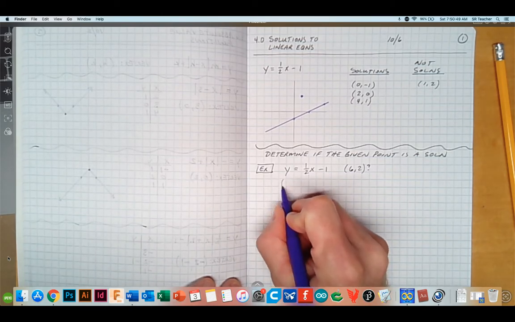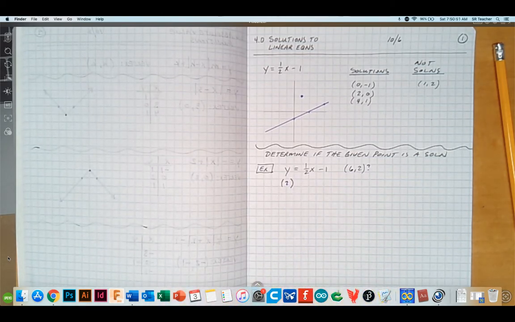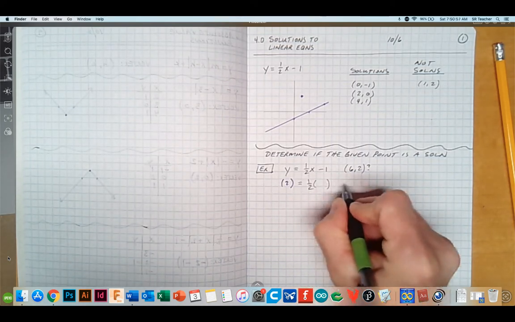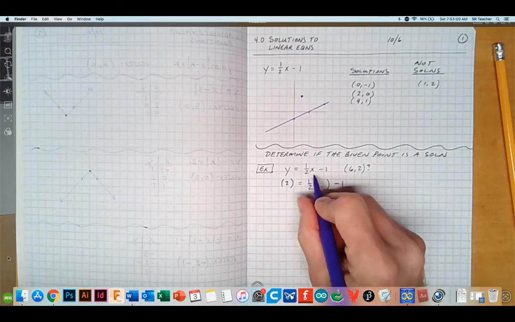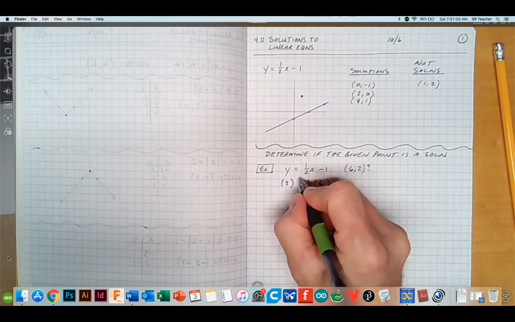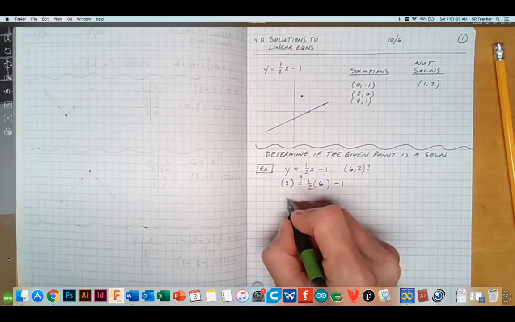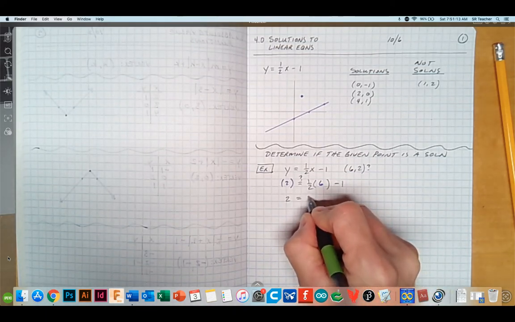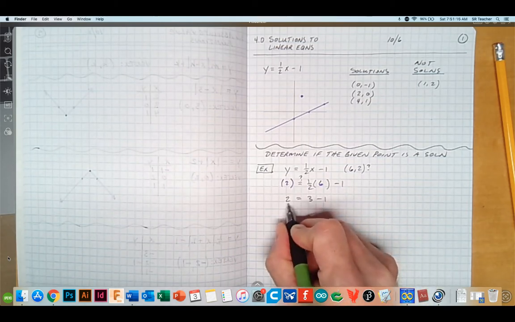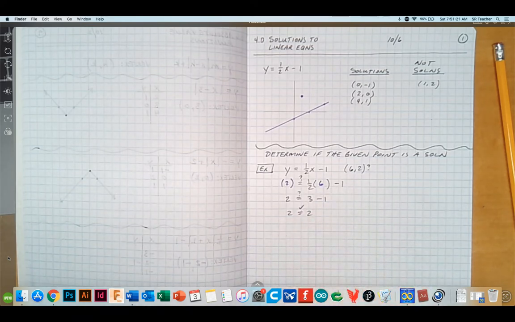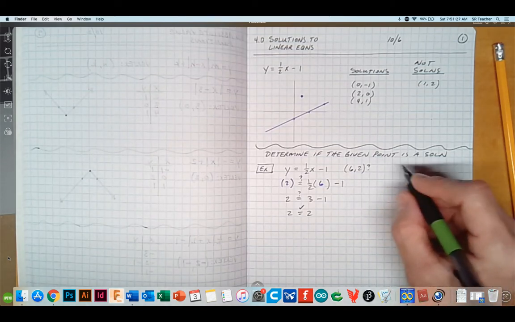So I'm going to plug in here for y, 2, and I'm going to determine if that is equal to 1/2 times, well, for my x that matches with the 2, it's going to be 6. Okay, so I want to know, is this true? And so I'm going to have 2 is equal to 1/2 times 6. You can probably do that pretty quickly and see that it's 3. So I have 2, and I want to see, is 2 equal to 3 minus 1? Well, yeah, we know that 2 is equal to 2. So that means that (6, 2) is a solution.